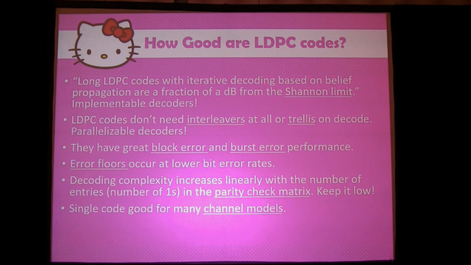They have great block error and burst error performance, and the error floors occur at lower rates. Error floors are kind of weird. When you get a high SNR, you expect your code to continue to improve. But there is a point in time where there's an inflection point for improvement in performance. It's very weird. It flattens out. It doesn't do quite as well. That's a hallmark of the structure of the code. Picking a good code means that you eliminate the error floor or you put it below anything else you care about.